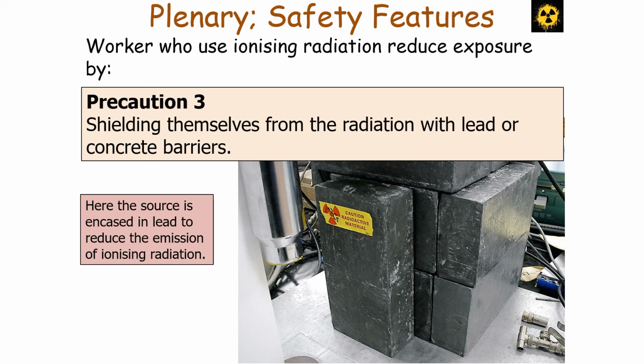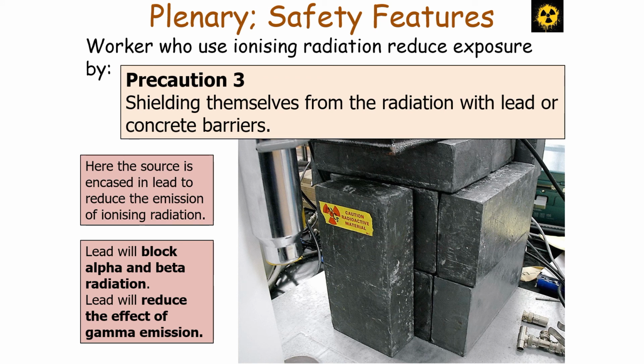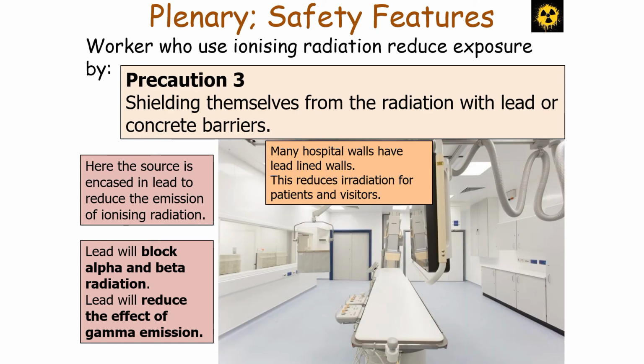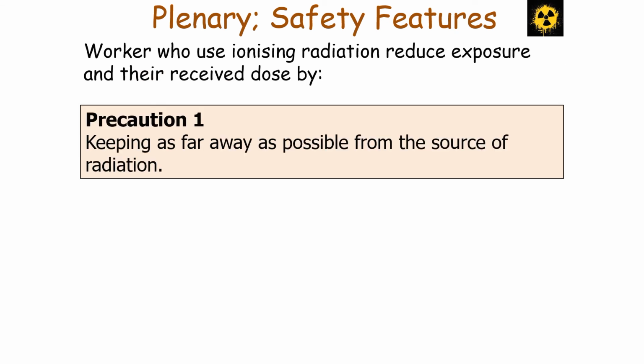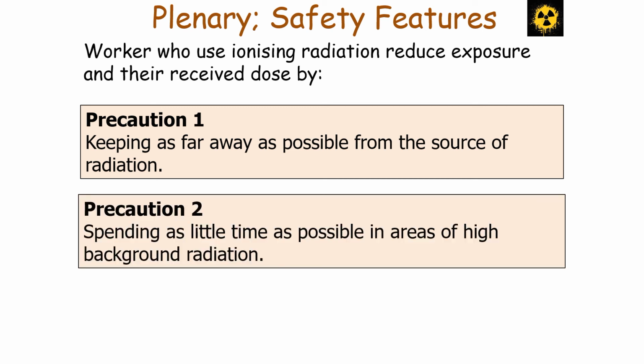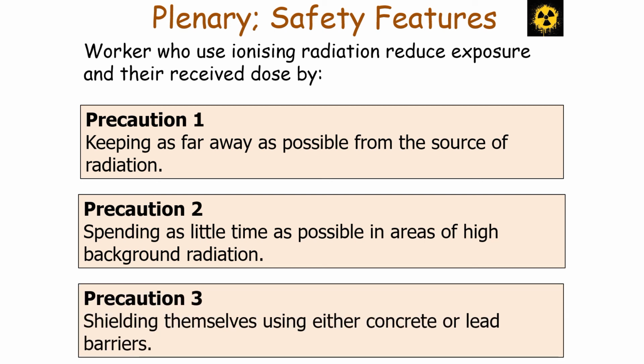Here the source is encased in lead to reduce the emission of ionizing radiation, because lead will block alpha and beta radiation and will also reduce the effect of gamma emission, so will reduce irradiation. In fact, many hospital walls have lead-lined walls as it reduces irradiation for patients and visitors. So workers who use ionizing radiation reduce their exposure and received dose by keeping as far away as possible from the source of radiation, spending as little time as possible in areas of high background radiation, and shielding themselves using either concrete or lead barriers.